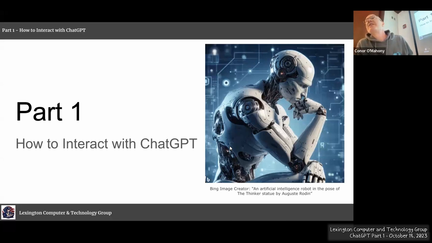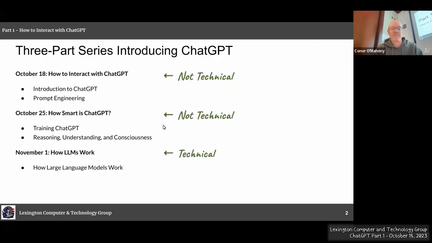If you want, we can have a follow-on session about AI image generation, which might be interesting. I also asked it to give me a logo for the Lexington Computer and Technology Group. I said, featuring a Minuteman hat and a computer. And this is really small, but there's a Minuteman soldier on a laptop there. Well, that's not a bad idea either.